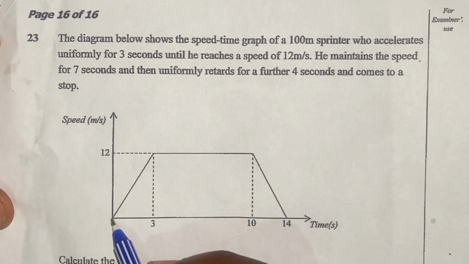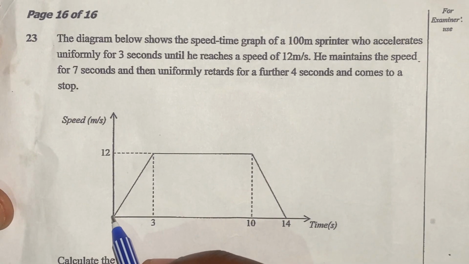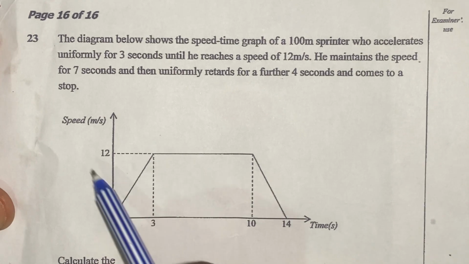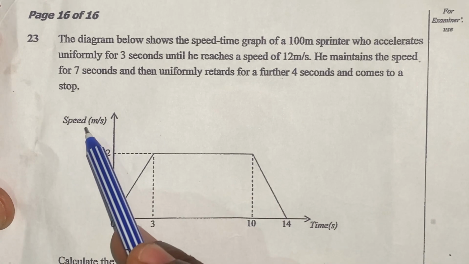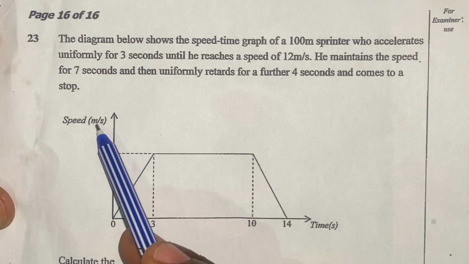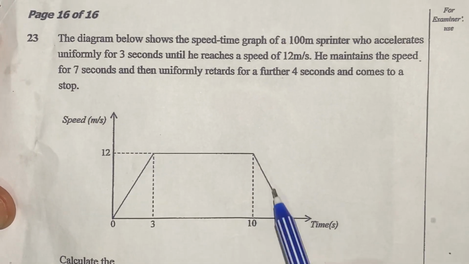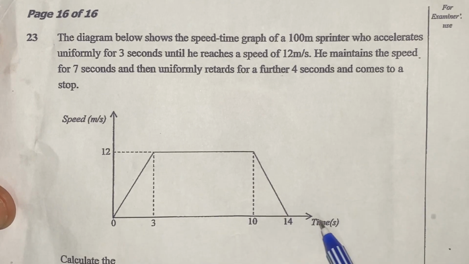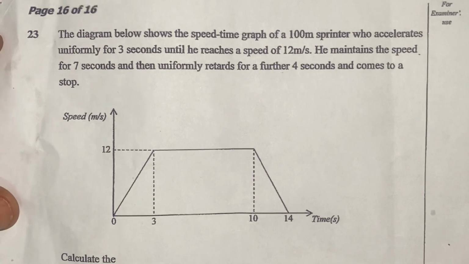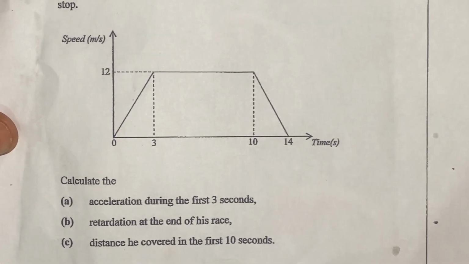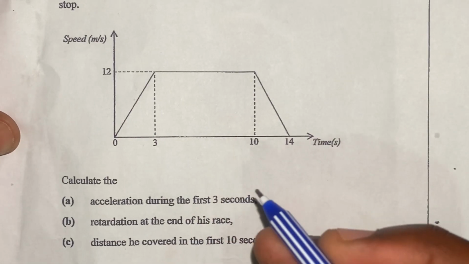So here is the initial velocity, and under a speed time graph, we're going to find that on the y-axis, we're going to find the velocity given in meters per second, where we're going to have the initial and the final. And then in the x-axis, we're going to have the time. Calculate, and then on A, we have our question. Calculate the acceleration in the first 3 seconds.